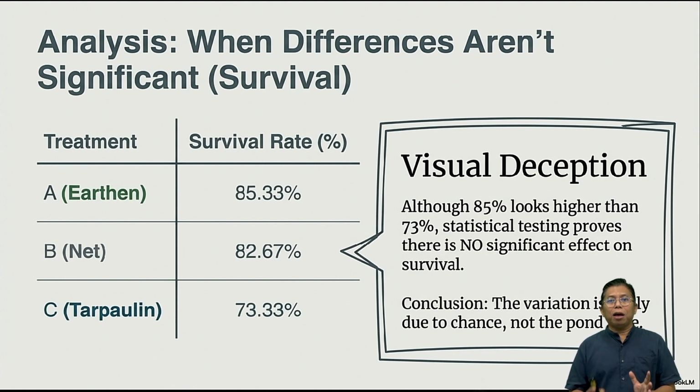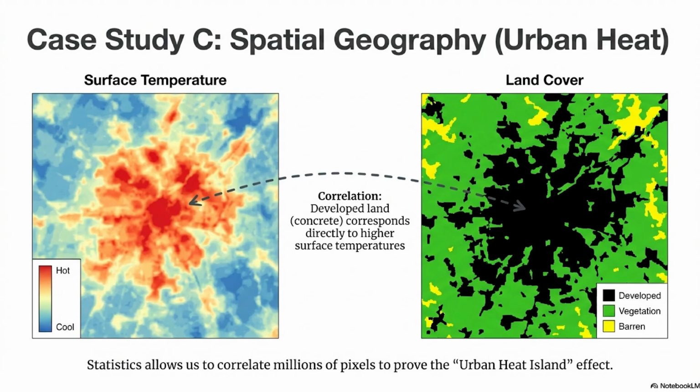So even though the numbers look different, the ANOVA test showed the variance is likely due to chance, not the pond type itself. In short, pond lining affects growth, but does not significantly affect survival. We will learn about this later in this course. Okay, so let's move to the next example, case study C.